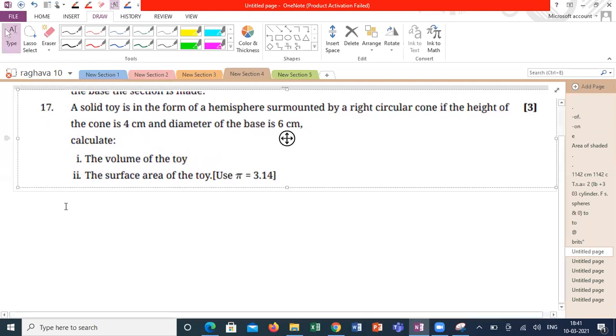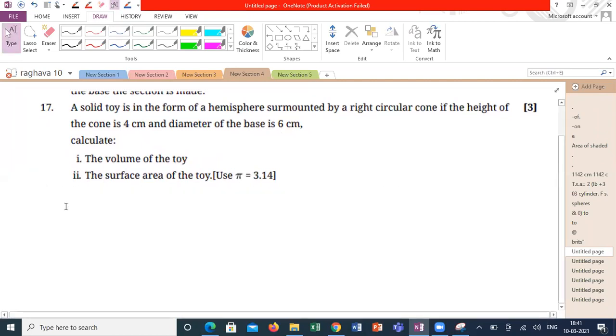A solid toy is in the form of a hemisphere surmounted by a right circular cone. The height of the cone is 4 centimeter and the diameter of the base is 6 centimeter. Calculate the volume of the toy and the surface area of the toy. The surface area of the toy is the curved surface area of the cone plus the curved surface area of the hemisphere. You have to keep that in mind. First, you have to draw the diagram. The solid toy is in the form of a hemisphere surmounted by a right circular cone. So the toy is like this.